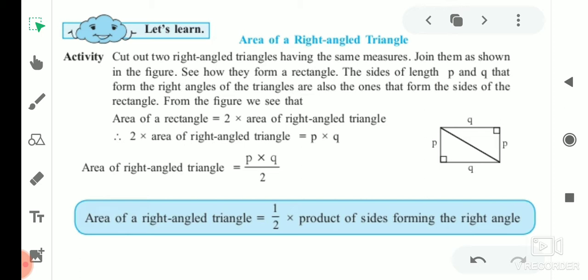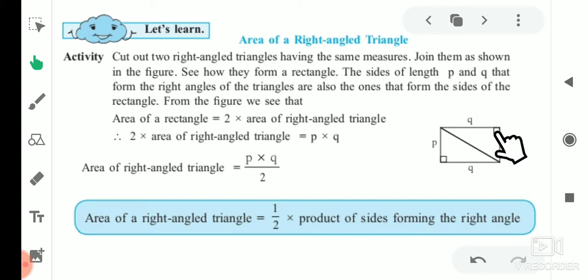Let's start area of a right angled triangle. You know what is right angled triangle? If in a triangle one side is making an angle of 90 degrees, then it is called a right angled triangle. Okay, so let's see how to derive the formula of area of a right angled triangle.